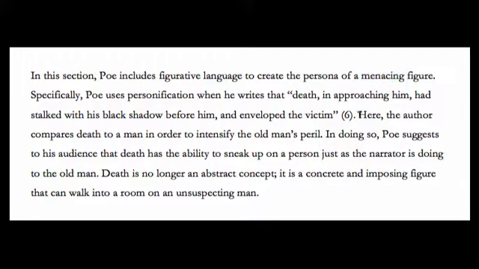"Here, the author, Poe, compares death to a man in order to intensify the old man's peril. In doing so, Poe suggests to his audience that death has the ability to sneak up on a person just as the narrator is doing to the old man. Death is no longer an abstract concept. It is a concrete and imposing figure that can walk into a room on an unsuspecting man."